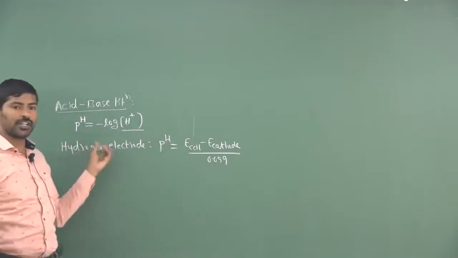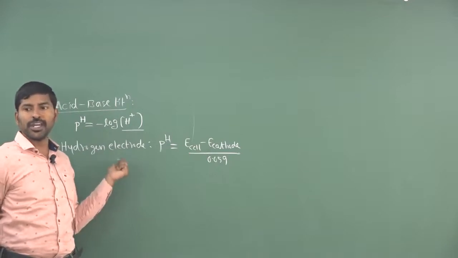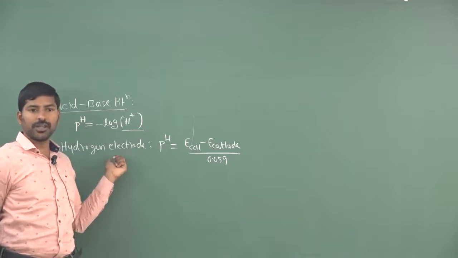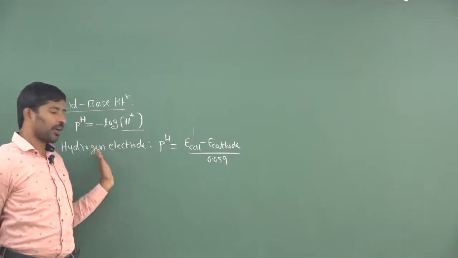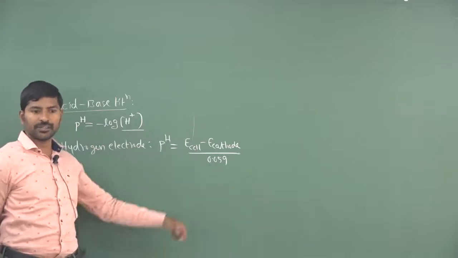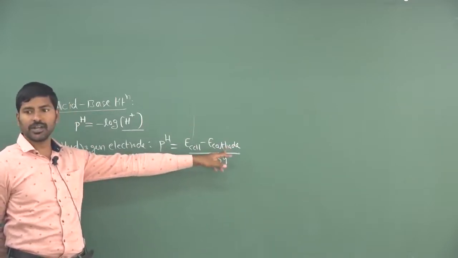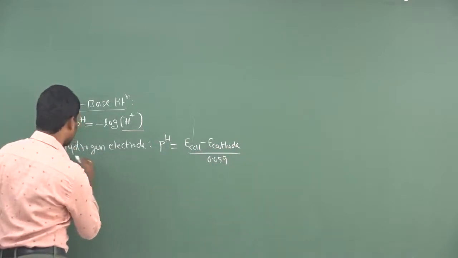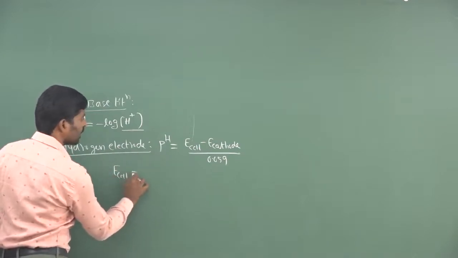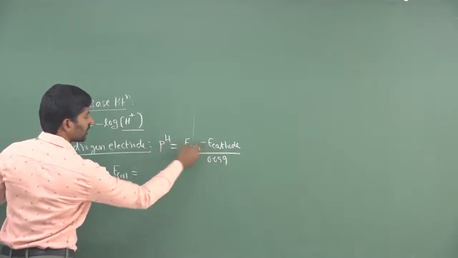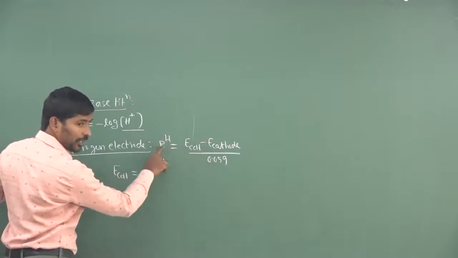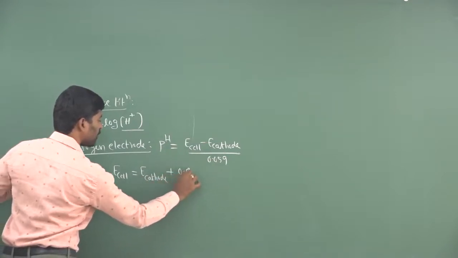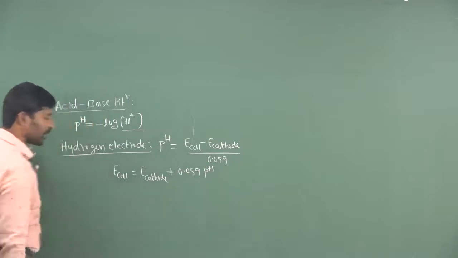We have to take hydrogen electrode in the solution whose pH we want to determine. As single electrode potential we cannot determine, we have to combine hydrogen electrode with another reference electrode. That may be saturated calomel electrode or standard hydrogen electrode. Okay. Next, what is the expression for E cell by using hydrogen electrode? If you bring this left side plus, we will get E cell equals E cathode plus 0.059 pH. This is the expression for cell potential.